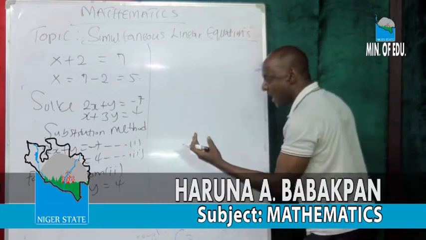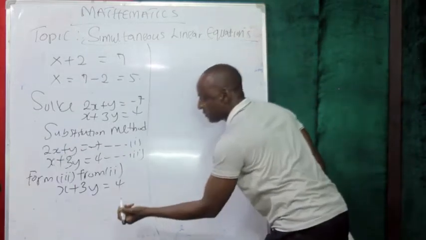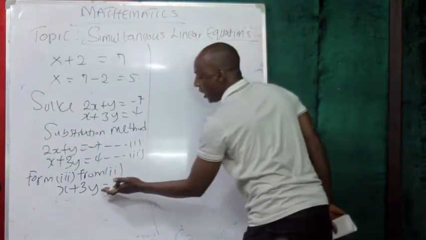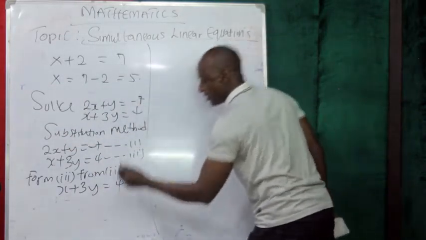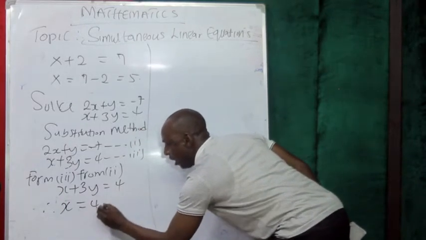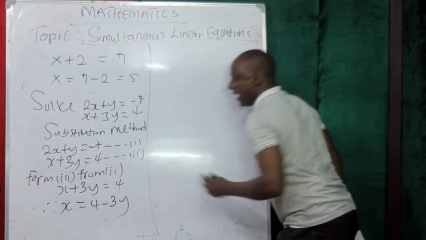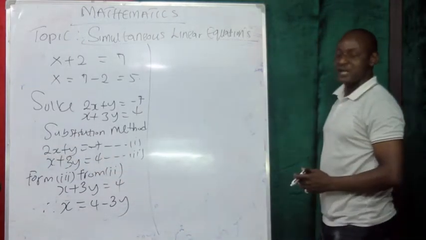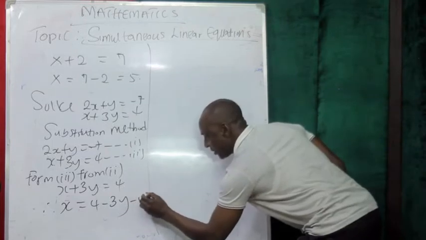So here now, we can make y the subject of the formula or x the subject of the formula. But in a simpler way, let us make x the subject of the formula by applying the first rule you understand in the linear equation. That is, x is equal to 4 minus 3y. As you are bringing 4 to the other side, the sign will change to negative. And now you have formed your equation 3.